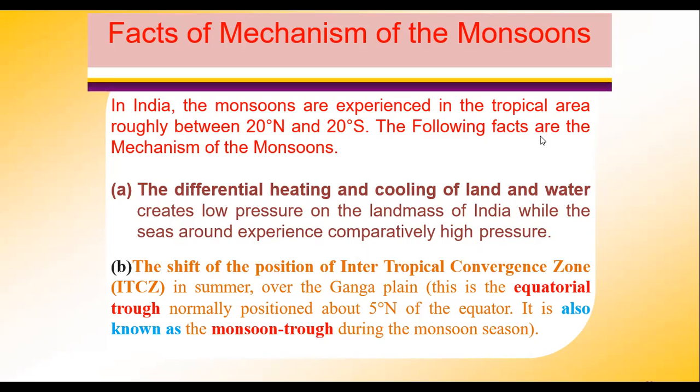Number two, the shift of the position of the intertropical convergence zone, ITCZ. The shift of the position of ITCZ in summer over the Ganga plain is also another factor. Basically, this is the equatorial trough, normally positioned about 5 degrees north of the equator. It is also known as the monsoon trough during the monsoon season.